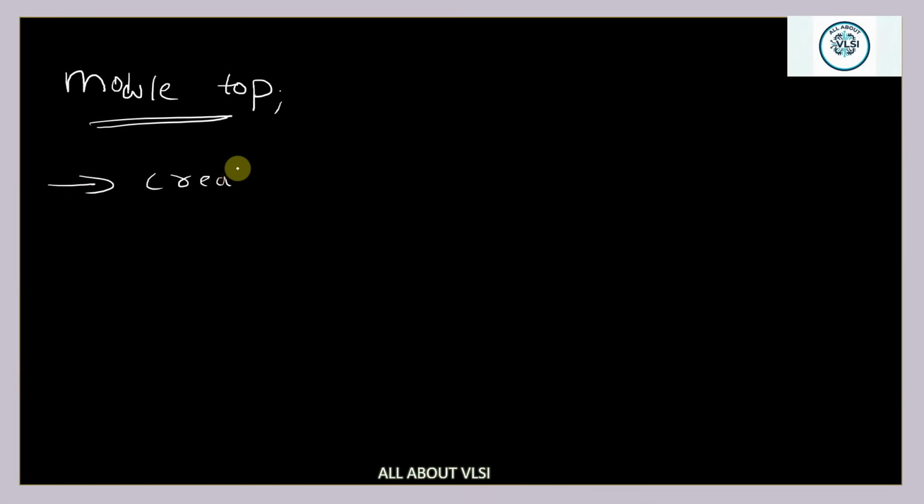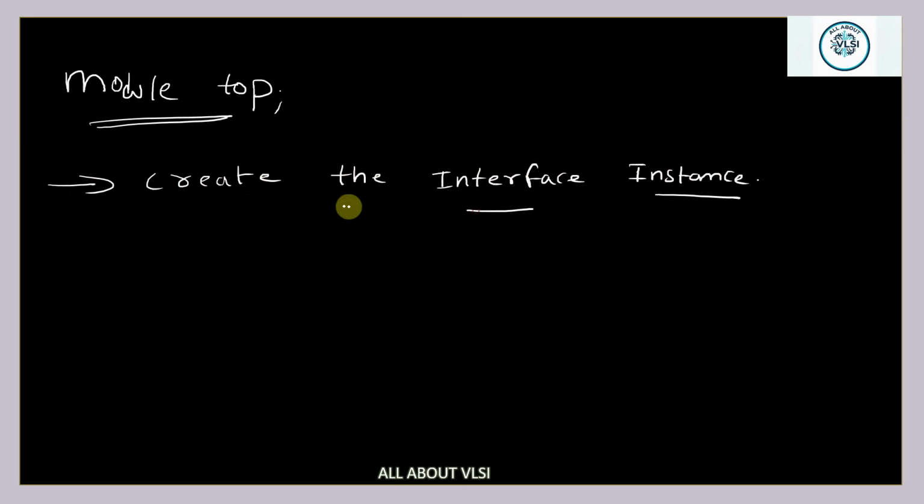Now in your top module, if you want to use your interface, you need to create the instance of your interface. This is the main important step. So if you want to use the interface, you need to create the interface instance. This is the main point. Without creating the interface instance, you cannot use your interface.